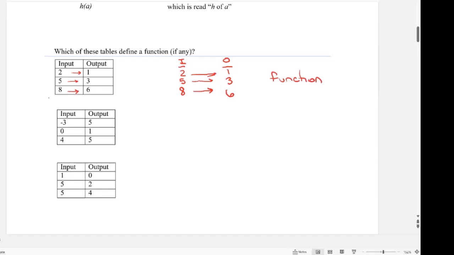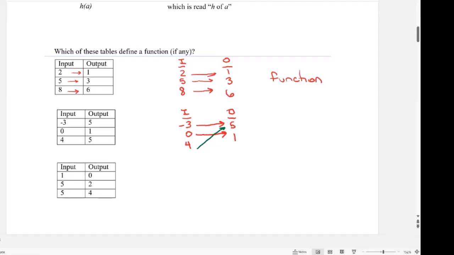Okay. Let's do it again for this one. And then I'm going to give you an example, like a more real life situation that I think you'll understand. So let's say my input is 3, 0, 4. And notice I only have 2 different outputs now, 5 and 1. Remember I said only do 1 for each. So I input -3, out comes 5. I input 0, out comes 1. Now here, I'm going to input 4, and out comes 5.